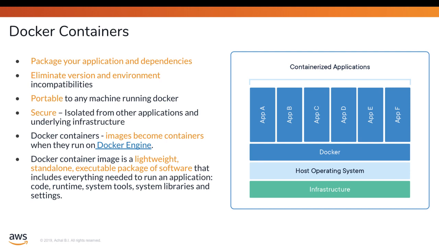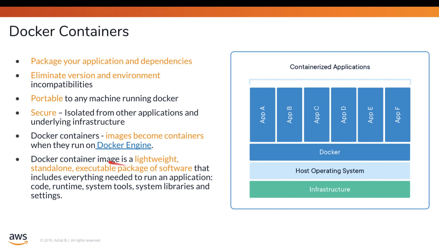Basically, with Docker, the images become containers when they are run on the Docker engine. Here is a Docker engine where we install images, and this will spin out the respective container, and within this container is the app. Similar to this container, there can be many containers running in parallel on a single Docker engine.